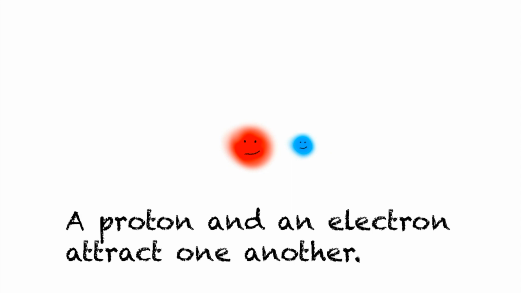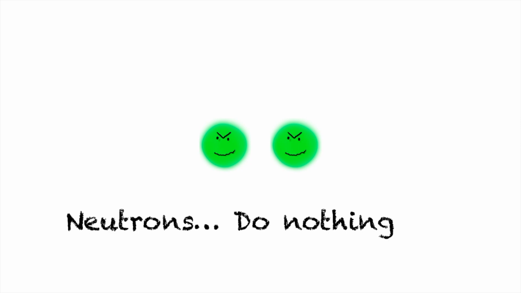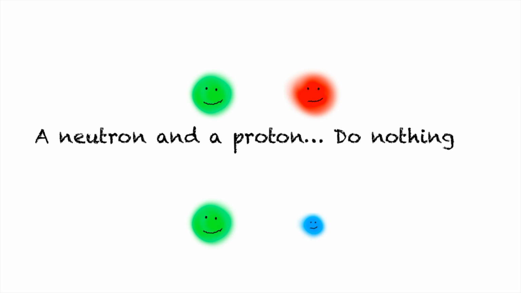Putting a proton and an electron next to each other, we would find that the particles in fact experience a force towards one another and attract. And when we put two neutrons next to one another, they in fact do nothing at all. In fact, we could place a neutron close to a proton or an electron and we would not see this force of attraction or repulsion.